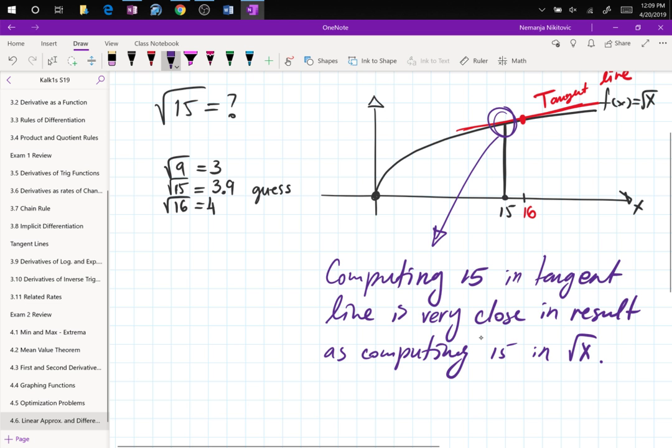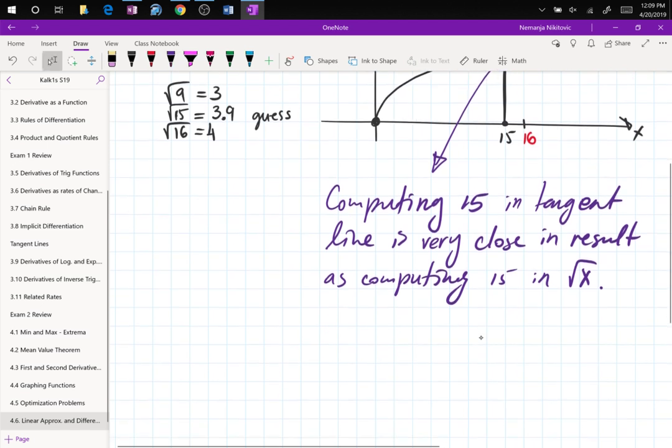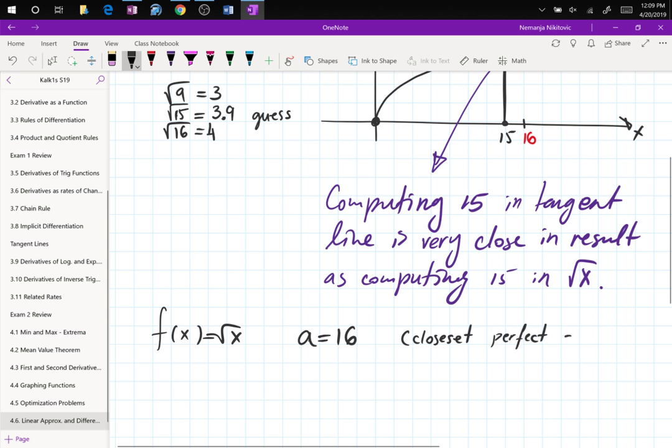Instead of calculating square root of 15, we are going to find the tangent line at the closest best point, which is in this case 16, and then compute 15 in a tangent line. We do the entire thing without a calculator. So let's do that. I have my f of x as a square root of x, and the point of interest is 16, because that's closest perfect square to 15.